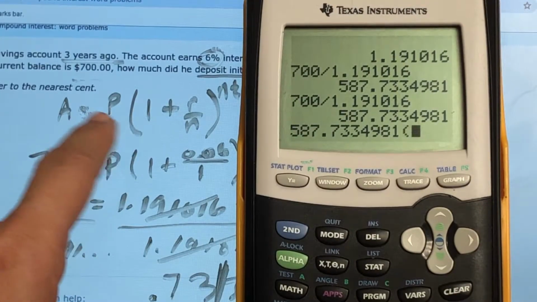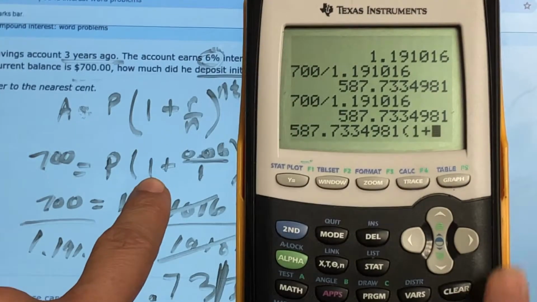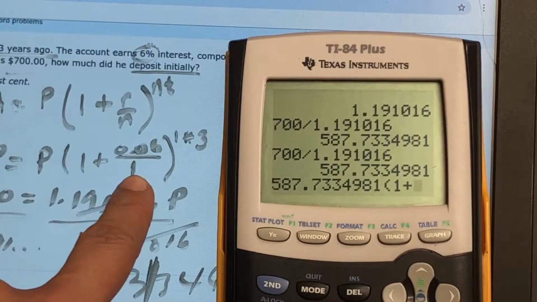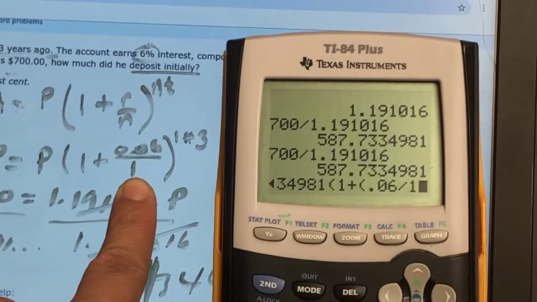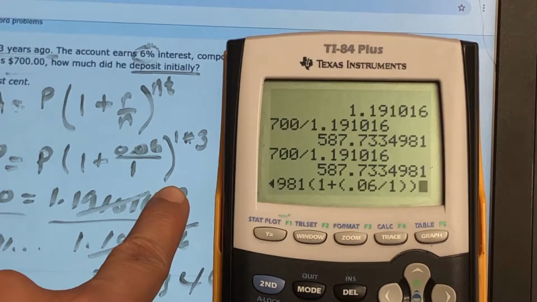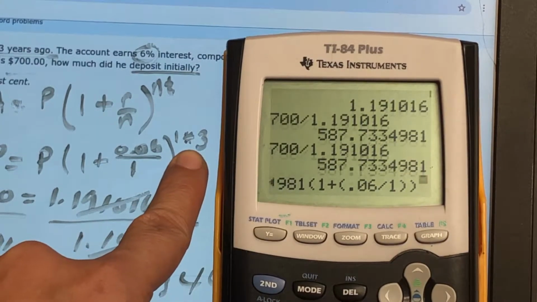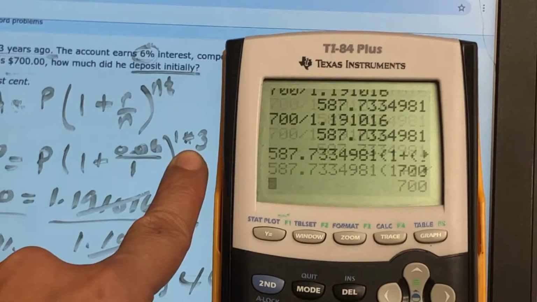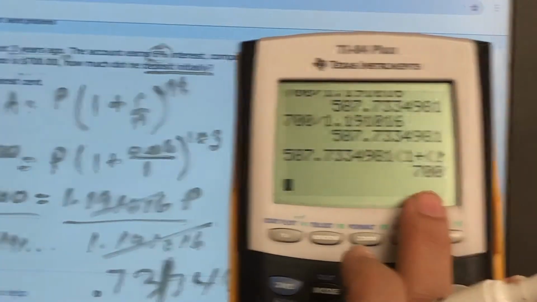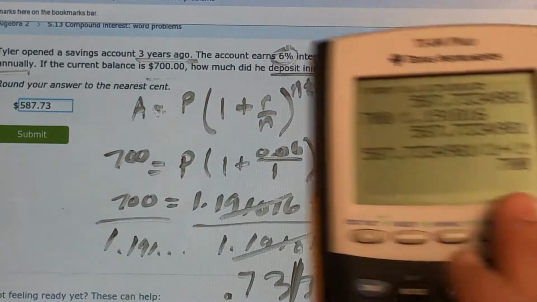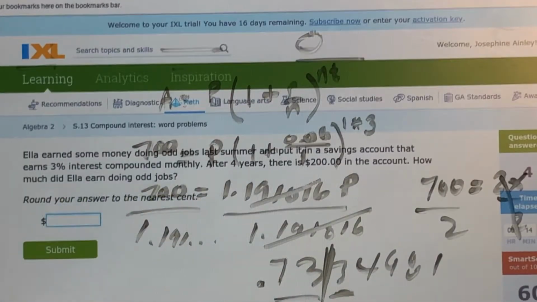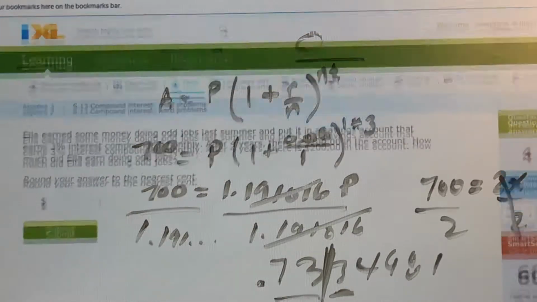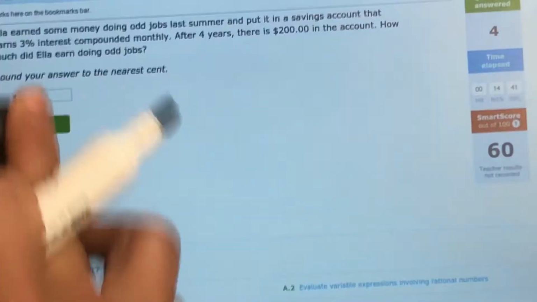And then open parentheses, 1 plus, then a fraction, so I'm going to make my own parentheses, 0.06 divided by 1, close the parentheses I just made, close the parentheses in the question, raised to the power of 1 times 3, and it should give me my final amount, which was 700. So you can quickly check your answer if you want. I'm not going to be checking my answer every question because I don't mind getting it wrong and correcting myself. But if you want to do that, you can go ahead and do it that way.